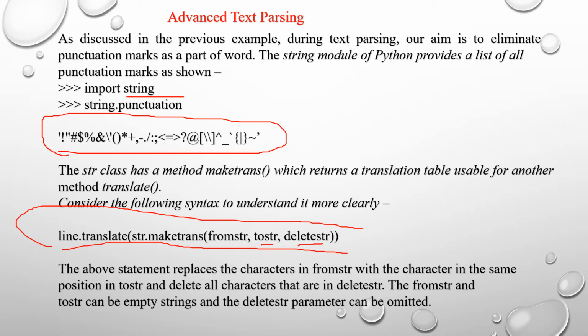The above statement replaces each character in from string with the character in the same position in to string, and deletes all the characters that are in delete string. The from string and to string can be empty strings, and the delete string parameter can be omitted. So using this module and this syntax, we can easily identify the punctuation marks and easily delete the punctuation marks.